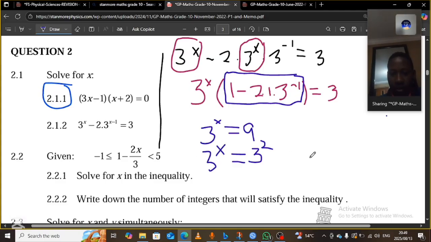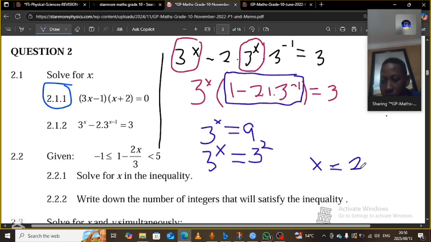So what is your x? My x equals 2. Your x is equal to 2. Can you see it? And the problem I had here is that I didn't follow the BODMAS rule. Always follow the BODMAS rule, especially when it comes to exponents.